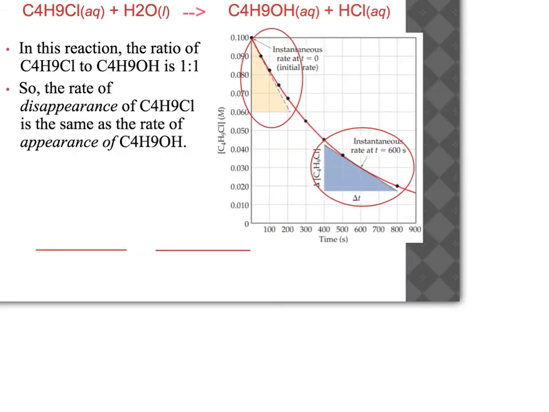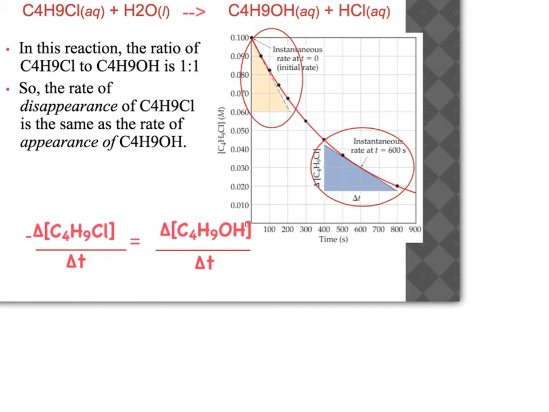If we look at the stoichiometry of this reaction, we have a 1-to-1 ratio between the butyl chloride and the butyl alcohol. And so our butyl chloride is going to disappear at the same rate as our butyl alcohol is going to appear. And so we will express that mathematically as the disappearance of the butyl chloride, shown as disappearing with a negative sign, as being equal to the rate of appearance of the butyl alcohol.